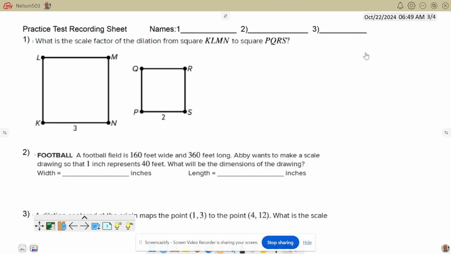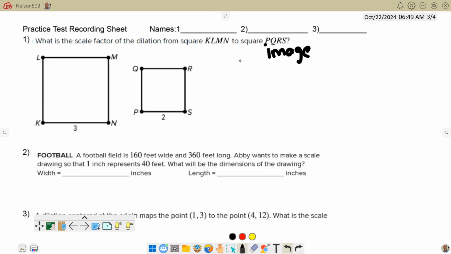All right. So the key when you're trying to figure out what the scale factor is, is to take the image divided by the pre-image, right? So the transformed one divided by the original figure. And how do we know which one's which? Well, it says that you're dilating KLM to square PQRS. So this is our image right here, and then this is our pre-image over here.